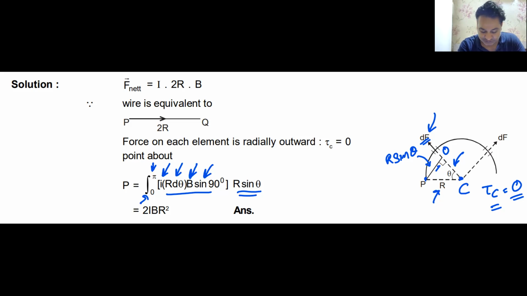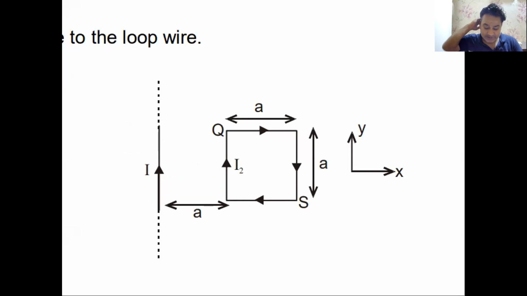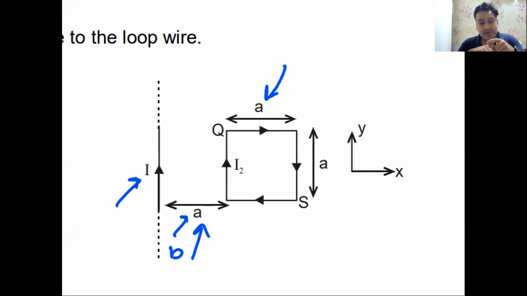Now this is a question, and I will just show you a diagram of this question, because you have an infinite wire carrying a current I. At a distance A, you have a square loop of edge length A. You can make it different as well. You can make this distance B, and this length A. What is the force acting on this loop?